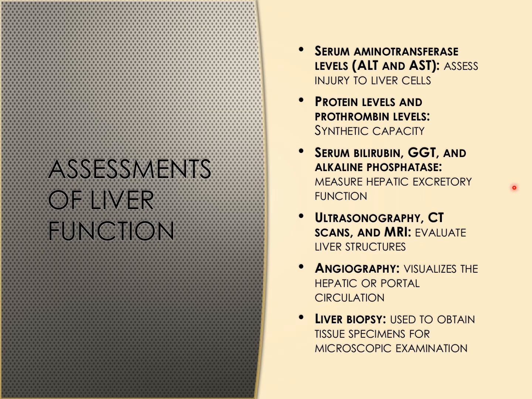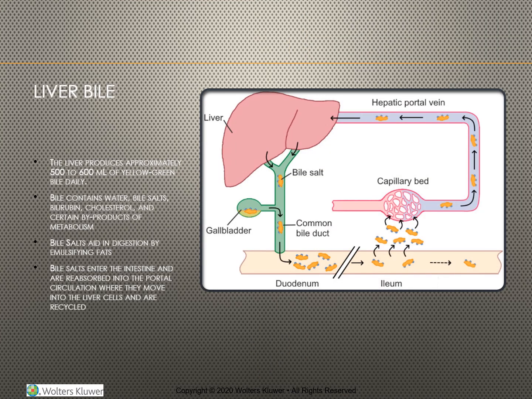And we can do liver biopsies, where we take a sample of the liver tissue itself for microscopic examination to look for things like fibrosis, toxicities, to look at things like cancer formation. But those are essentially the main assessment tools that we use for liver function.